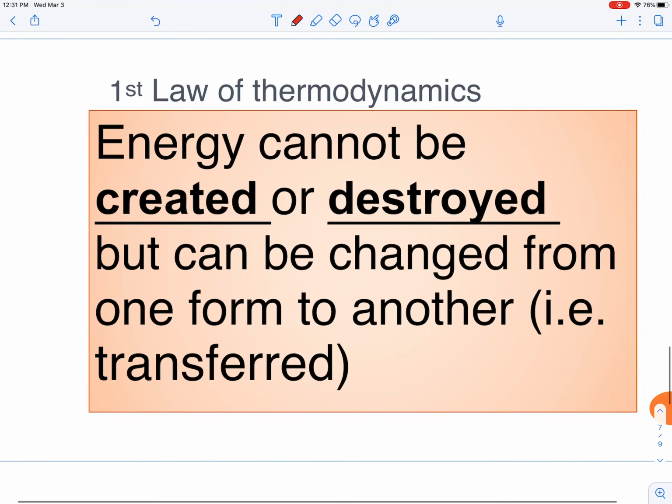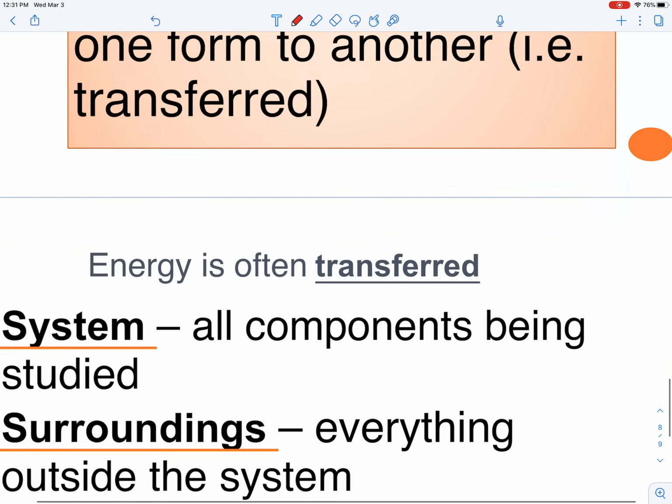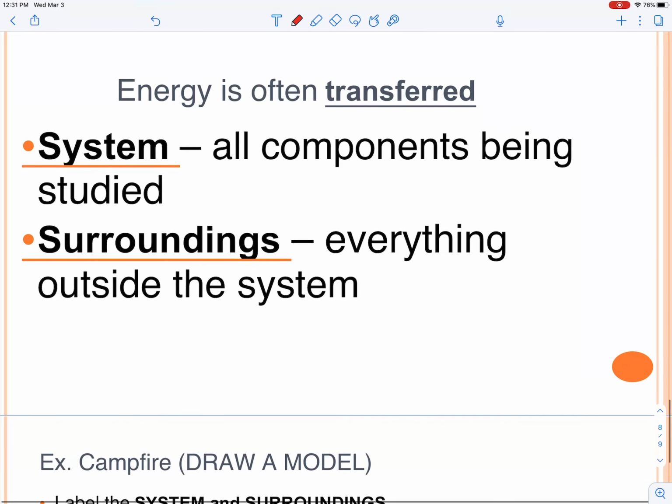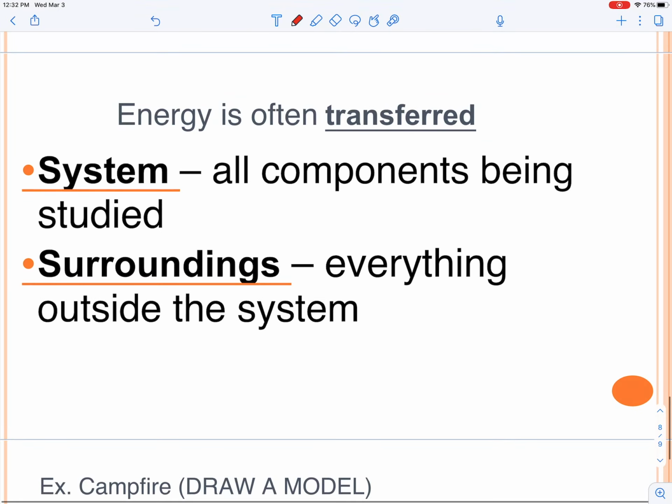So, the first law of thermodynamics tells us energy cannot be created nor destroyed, but it can be changed from one form to another. Energy is often transferred. So, one way to keep track of energy being transferred is to think of a system, everything we're focusing on, and the surroundings, everything outside of that system.